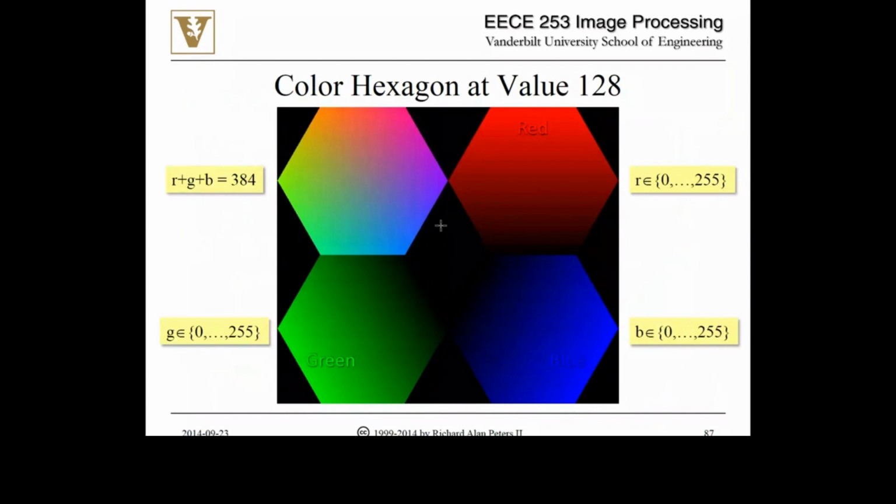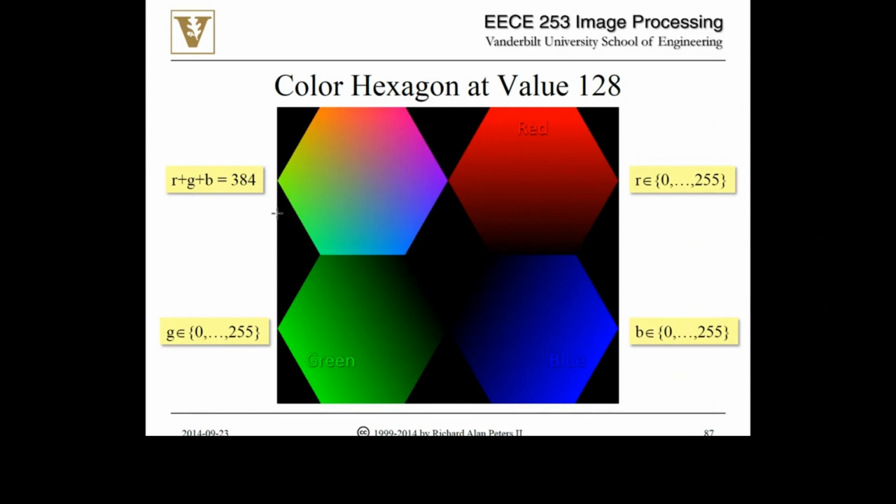Okay, so let's have some fun now with colors. So let's take a plane, a particular plane, R plus G plus B equal 384. So it is this hexagon, the intersection of that plane with the color cube.